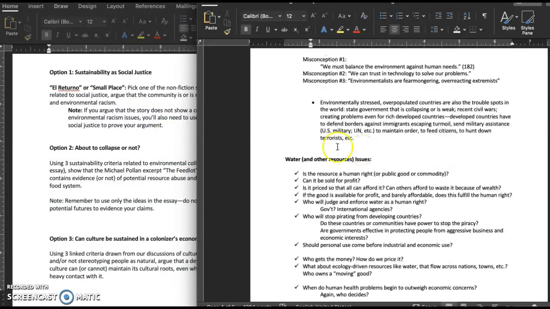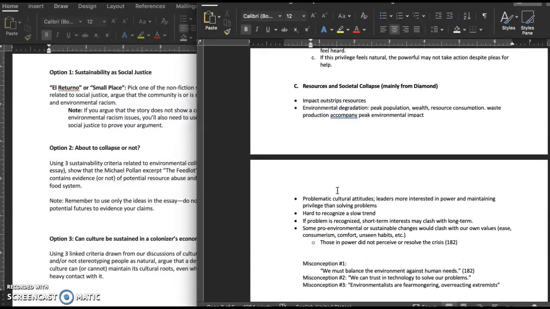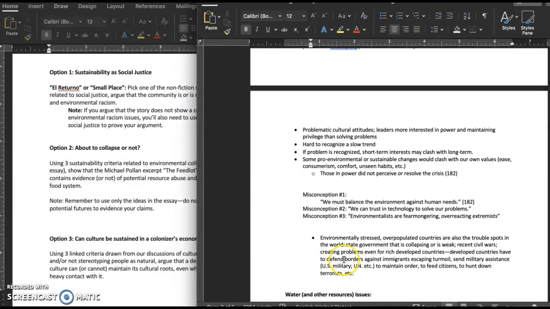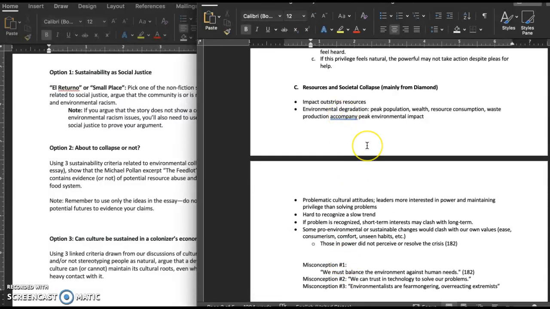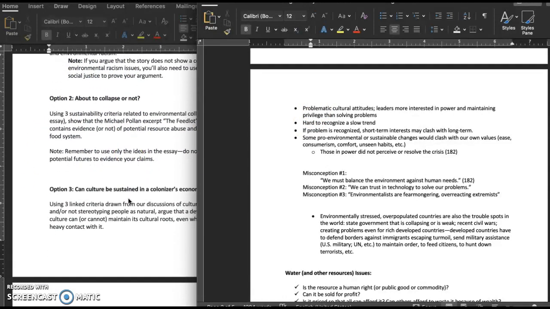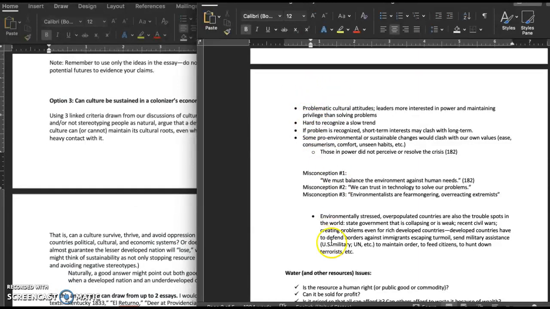Number 2, about to collapse or not. That kind of points us right here. So your 3 criteria are probably going to be taken from some of these bullet points or these misconceptions. You're going to take maybe just this one right here, problematic cultural attitudes linked to power and maintaining privilege. And you might look for that as one of your criteria that you use to generate a paragraph if you answer this question of about to collapse or not, right? And so that's how you want to do it. You've got multiple criteria here too, going all the way through.